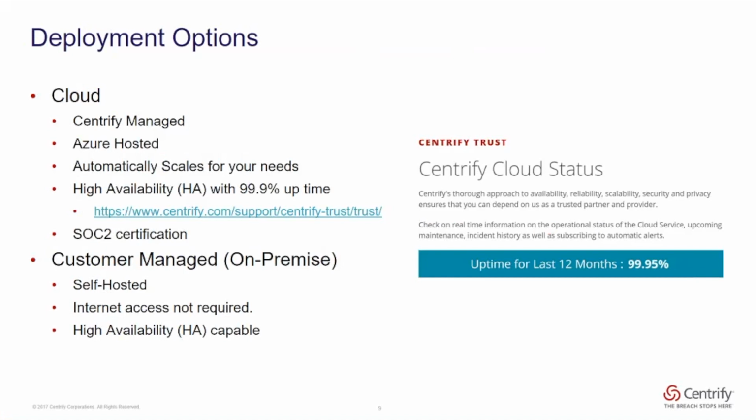We will automatically scale for your needs. This is an important question that comes up in a lot of scenarios. If you are to add many systems or accounts, how will the performance behave for the cloud product? This is where we come in and inform our customers that we will scale as you add systems and/or accounts. We also promise high availability with a 99.9% uptime.